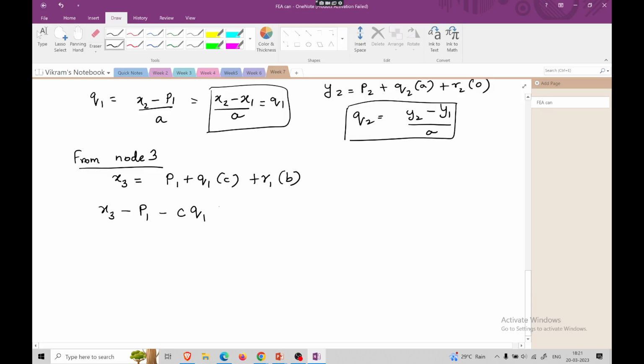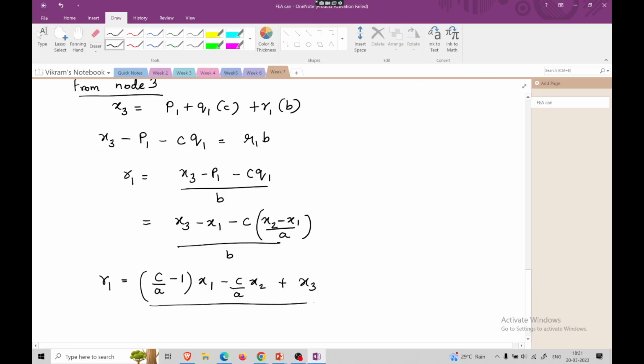So finally what is r1? If you see the x1 coefficients, here there is a minus 1, here there is a plus c by a. So I can say c by a minus 1 into x1, then minus c by a times x2, then plus there is a single x3, the whole divided by b. So this was my r1. So the same thing I will do for y3 also.